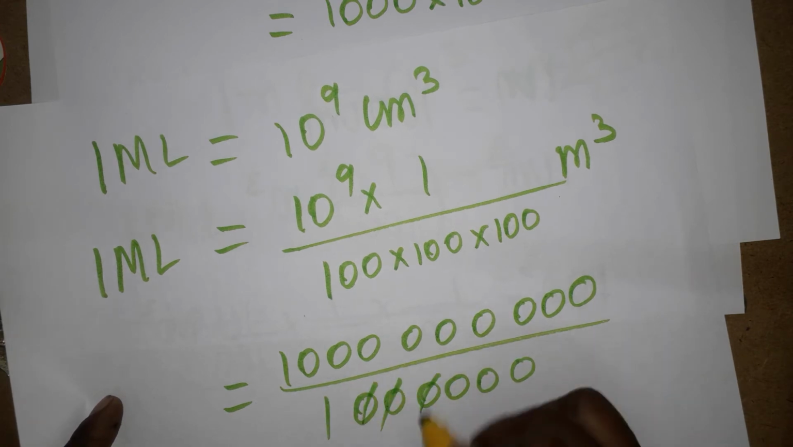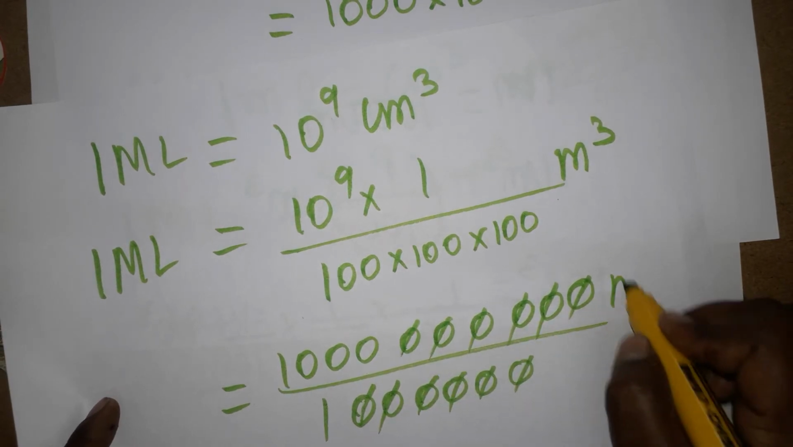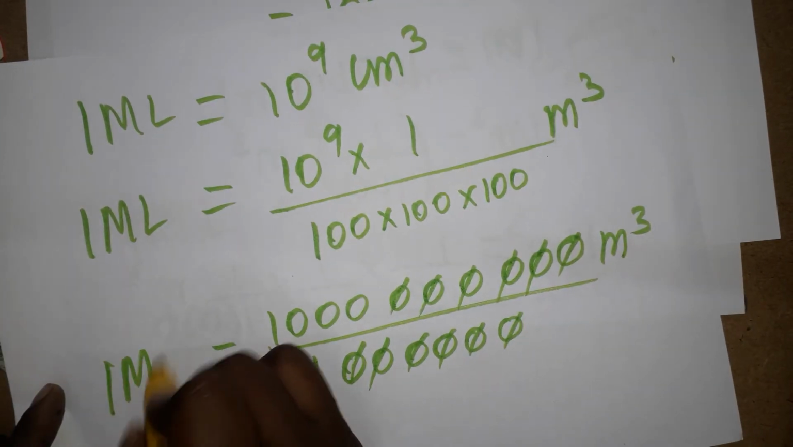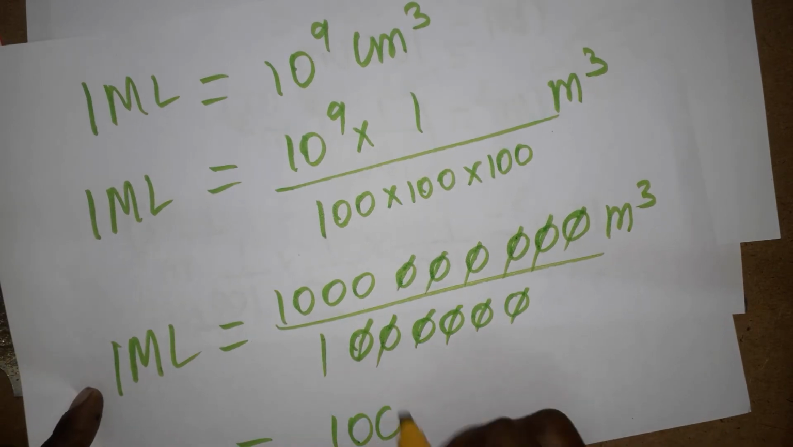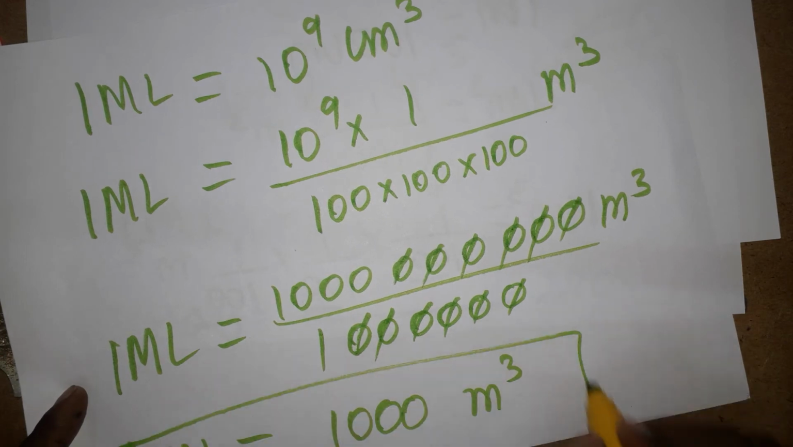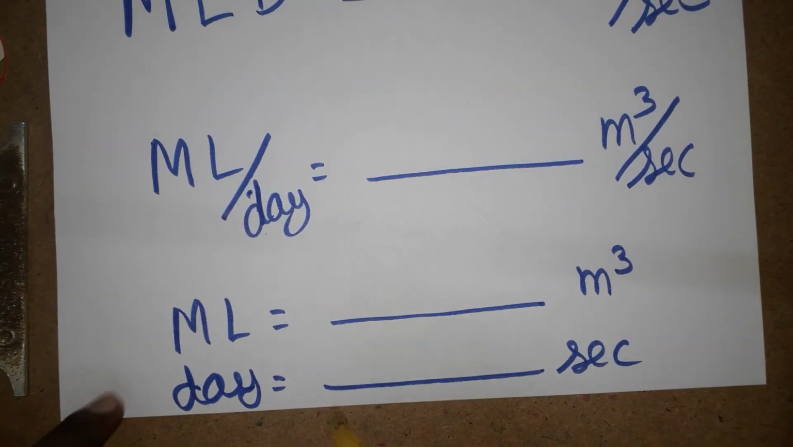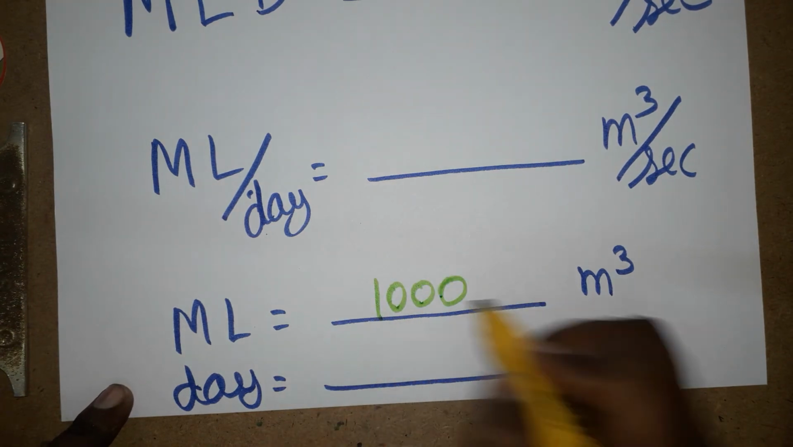So the 6 zeros are getting cancelled. Only 3 zeros will be there. 1 megaliter or million liter is 1000 meter cube. Actually, we got this solution: 1 megaliter is 1000 meter cube.